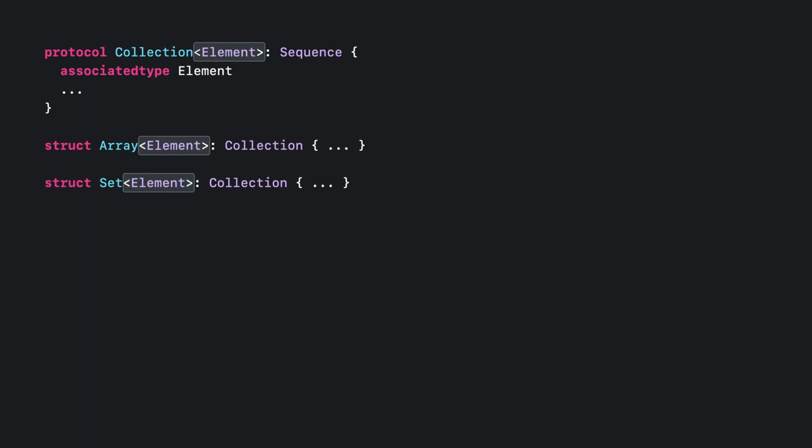Here you can see that the element primary associated type of Collection is implemented by the Element generic parameter of Array and Set, two concrete types defined by the standard library that both conform to Collection. Collection of Element can be used with opaque result types using the some keyword, as well as with constrained existential types using the any keyword. Before Swift 5.7, you would have needed to write your own data type to represent an existential type with a specific generic argument. Swift 5.7 builds this concept into the language with constrained existential types.